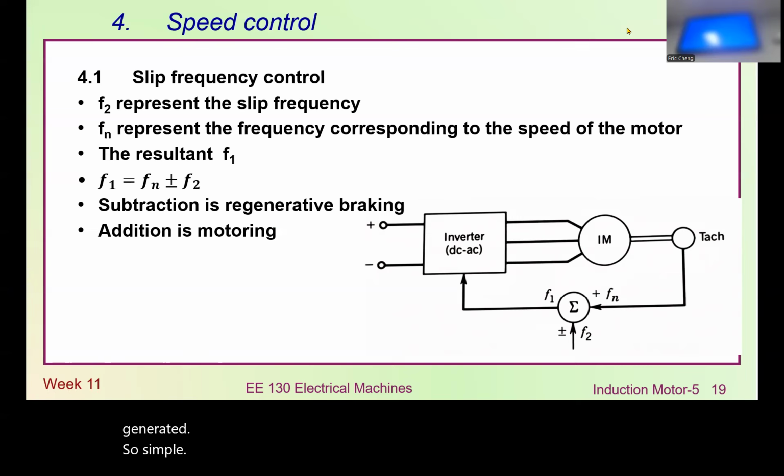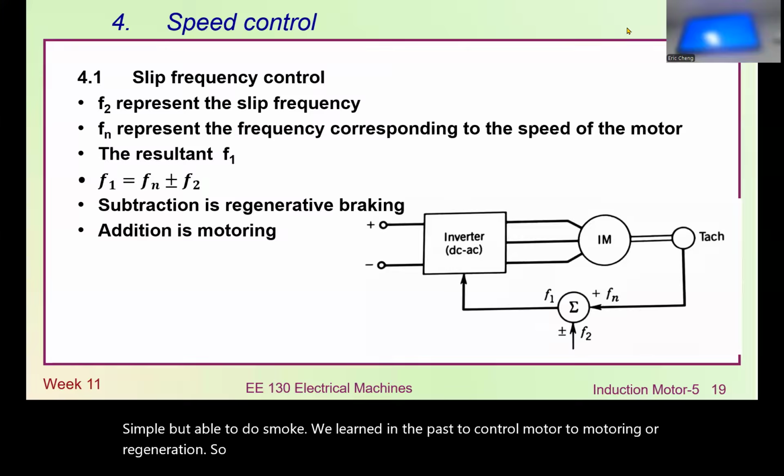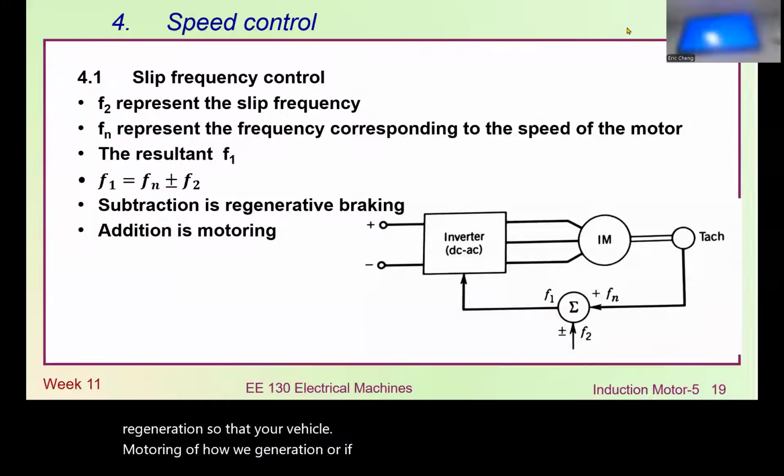Good. Any question? Simple, but able to use what we learned in the past to control a motor to motoring or regeneration. That means for your electric vehicle, with just plus minus, you can control the EV to be motoring or power regeneration. Or for wind power, for minus speed comes wind power. You see, wind power is quite special. If the wind speed is at a certain location, you can't have too much difference between the location of the motor and the incoming wind speed. They need to be quite close to each other.